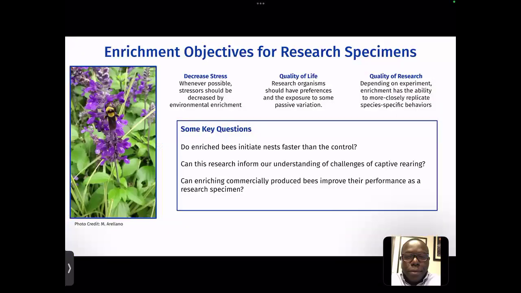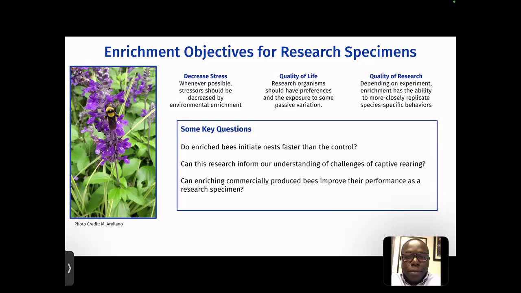In terms of enrichment, we want to decrease stress. So whenever possible, we want to decrease the stress because that makes for a more productive bee. For quality of life, we want them to live as good a life as they possibly can, even as a research specimen, and particularly as an insect. The quality of research is really dependent on enrichment in my particular case because I'm interested in knowing how it helps or hinders them. Because foraging itself is a stressful behavior. So I want to see where that line is, where it's too much stress, but at the same time, I want them to live as close to their normal life as possible, even in a research setting.